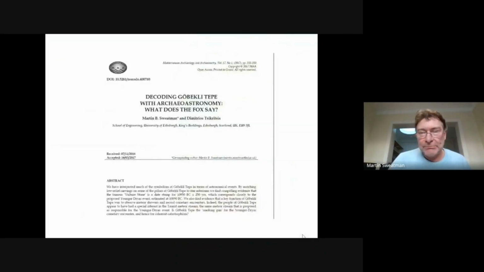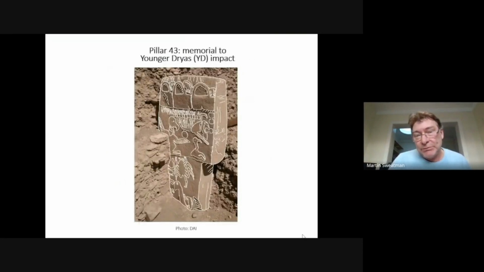I introduced a paper in 2017, with Dimitris Sakritsis, where we analyzed some of the pillars at Gobekli Tepe. In this presentation, I want to focus on Pillar 43, because we think it has the solar calendar on it. And we think that this is a memorial to the Younger Dryas impact.